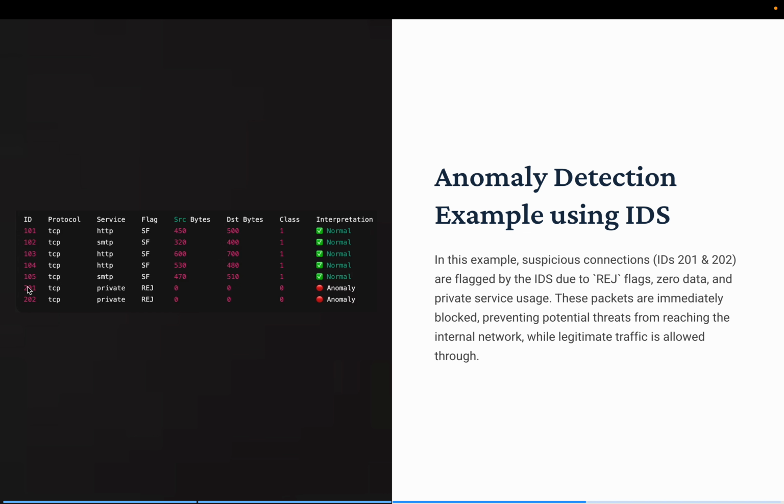However, there are two packets, that is 201 and 202, which use the TCP protocol but the service is private. This raises a red flag. The flag here indicates that these packets were rejected, and this is further confirmed as we see the source and destination bytes. The probable reason was that the communication established was disconnected or it was done by a suspicious activity. Therefore, the interpretation is anomaly and the class is 0.